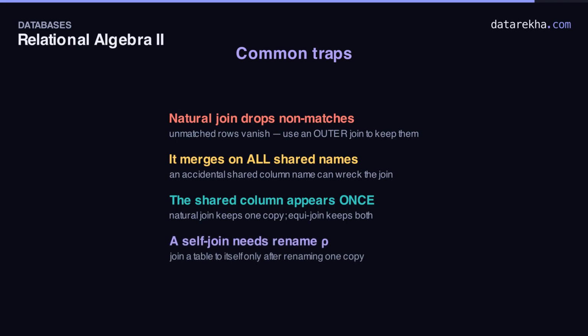Trap 4. Joining a table to itself without renaming. Both sides would share every name, and the condition turns ambiguous. Rename one copy first. And trap 5. Division is strictly "for all," not "for some." Miss a single required row, and that entity is out. Spotting a hidden "every" is the whole skill.